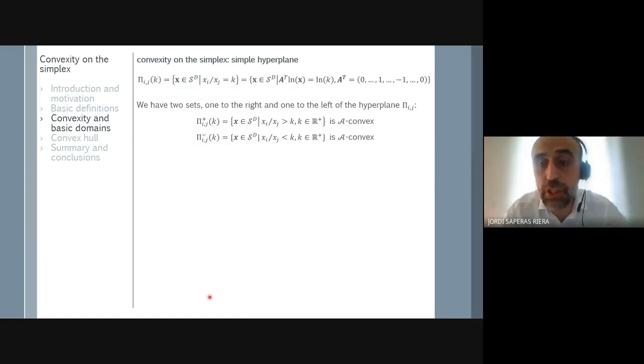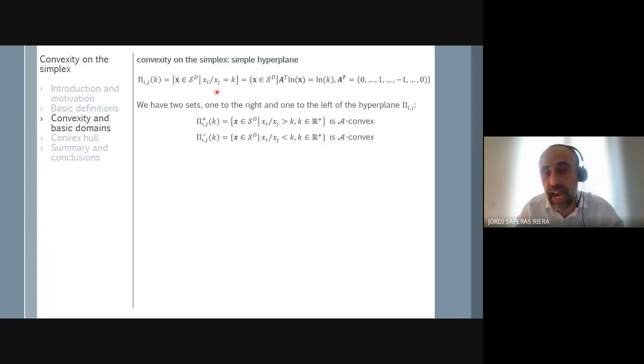So the first definition, the simple hyperplane. A simple hyperplane is generated by constraining the ratio of two variables. Its log contrast equation, as we have seen in the basic definitions, has CLR coordinates all zeros, except 1 in the I position and -1 in the J position.